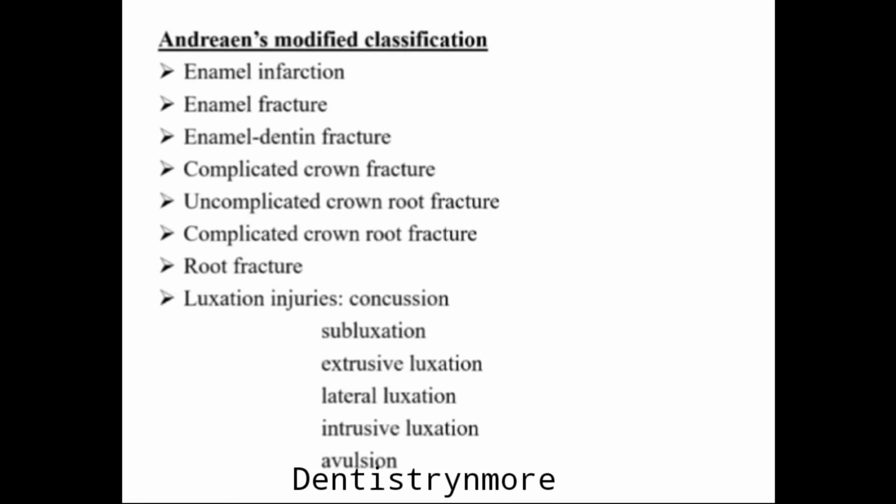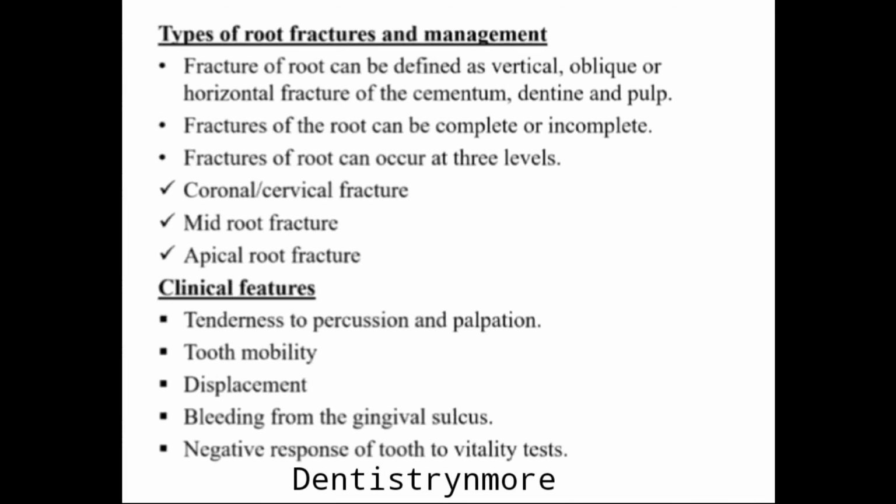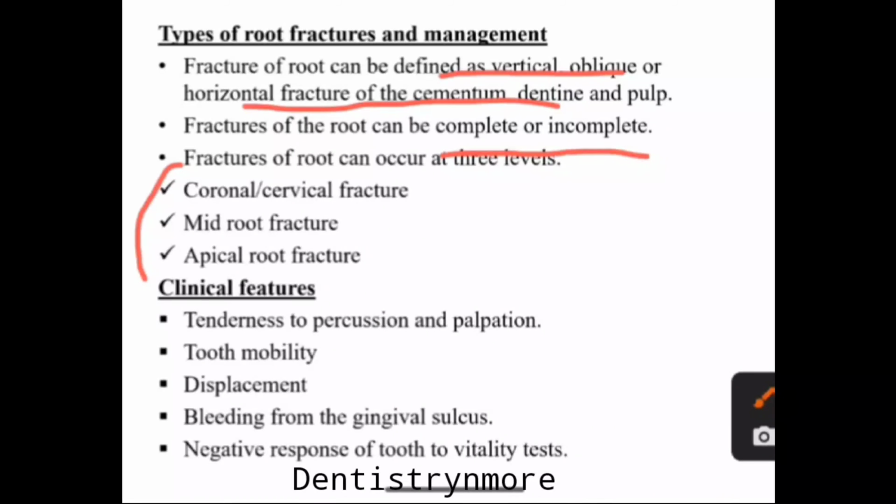Next one is other modifications that include enamel infraction, enamel fracture, enamel dentine fracture, complicated crown fracture, uncomplicated crown root fracture, and so on. Now we are moving to types of root fractures and management. It can be defined as vertical, oblique or horizontal fracture of the cementum, dentine or pulp. It can be complete or incomplete, and this fracture of the root can occur at 3 levels, that is coronal, mid root and apical root.